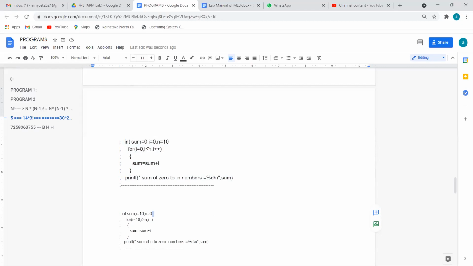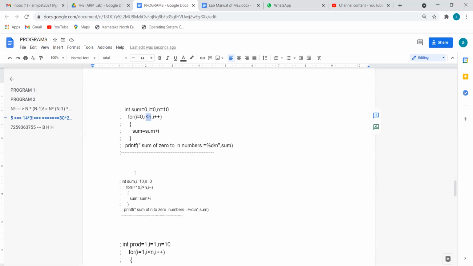Okay, actually not 10 because it is less than n, no? So 0 to 9 it is. 0 to 9 added and sum will be printed. So what we should say is sum of numbers 0 to 9 because it is less than.